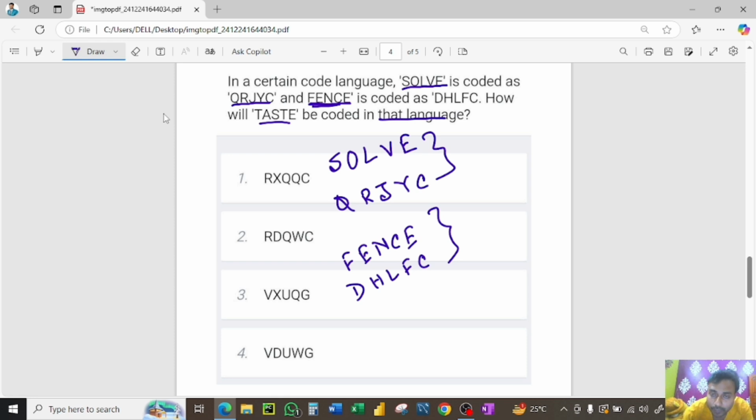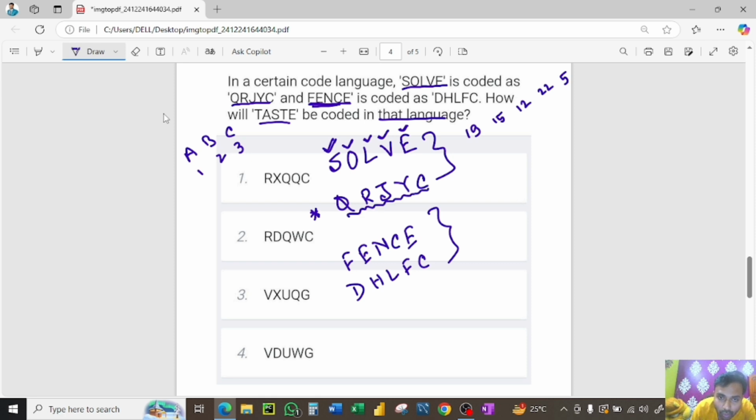First, we will number every letter. If we number A as 1, B as 2, C as 3, then the numbering of S is 19 and the numbering of O is 15. The numbering of L is 12, the numbering of V is 22, and the numbering of E is 5. And now we will code this.